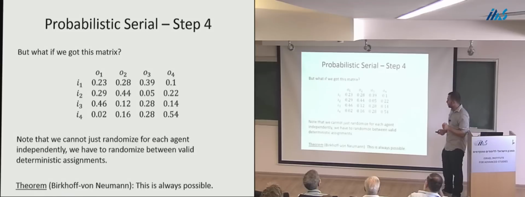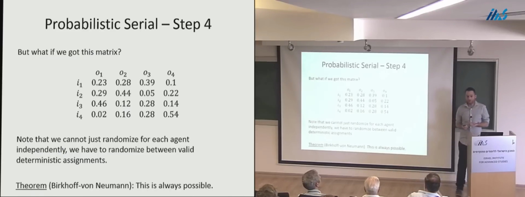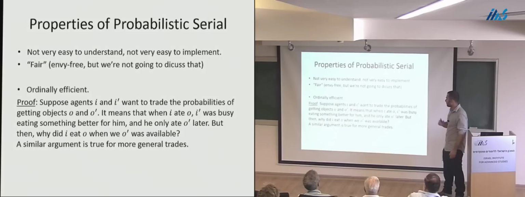And this is even clearer when we look at a different matrix that we could have got out of the probabilistic serial. If we had this matrix, how do we know that we can actually find a lottery over deterministic assignments that would give us those probabilities for each of the agents? And the answer is we can. Okay? There is a theorem called the Birkhoff-von Neumann theorem. I'm going to mention it later in more detail. That basically says it's fine, don't worry. You can do that. You can find the lottery between deterministic assignments.